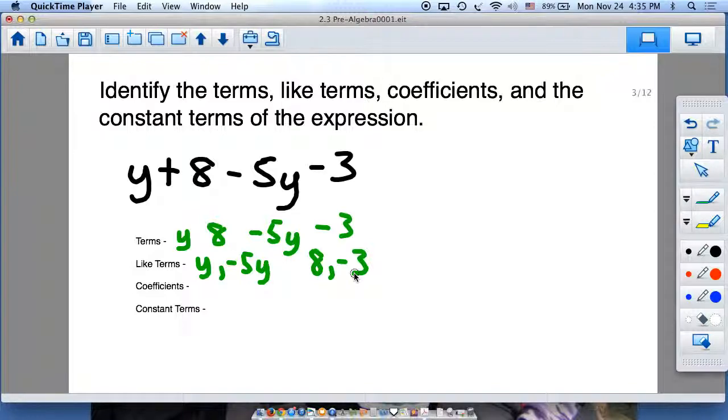The coefficients in this problem are the numbers in front of the variables. Now, we have y by itself, but we understand that 1 would be a coefficient for that variable of y by itself. And we also have the coefficient of negative 5, which is in front of the other y. The constant terms are the numbers that are without variables, so we have 8 and negative 3 that are also alike. That are also constant terms.